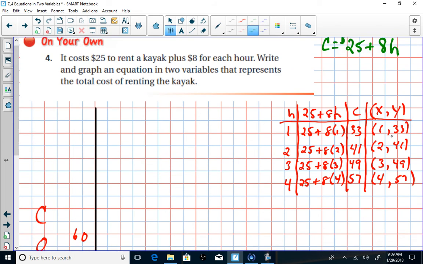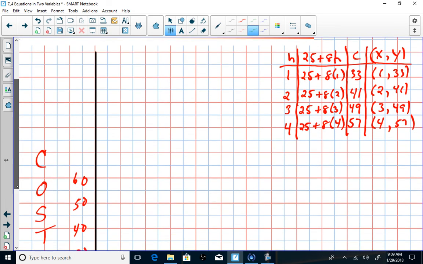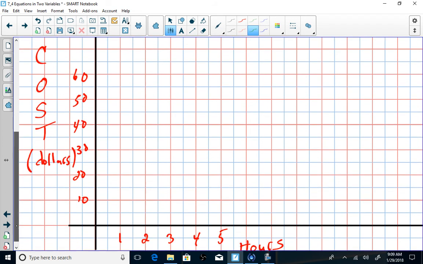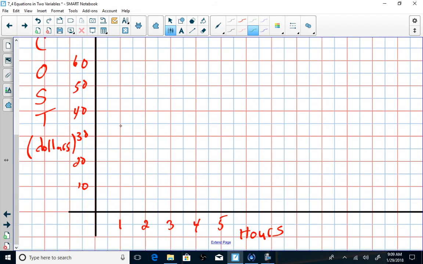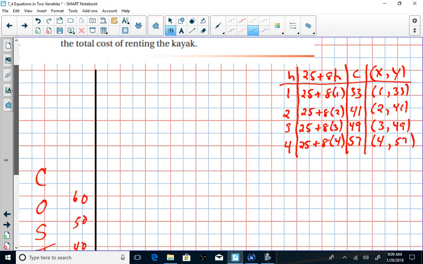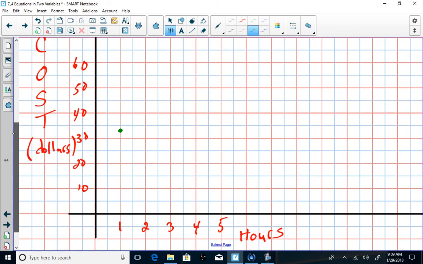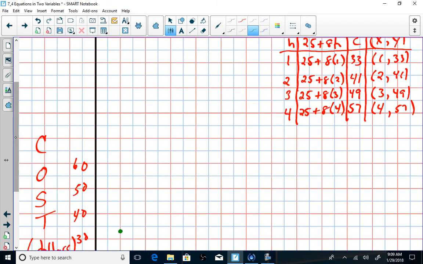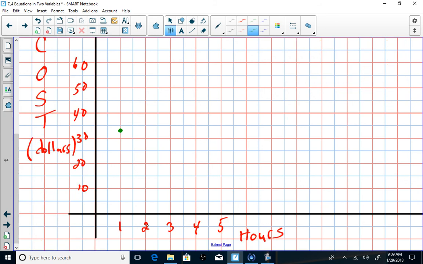My first data point is 1 comma 33. So I go over to 1, I go up to about 33. Well, here's 30, here's 35, so 33 is going to be about here. That's where 1 comma 33 would be. My next ordered pair is 2 comma 41. All right, so I go over to 2 on the x-axis. I go up to 41. 41 is going to be just above 40, 2 comma 41.